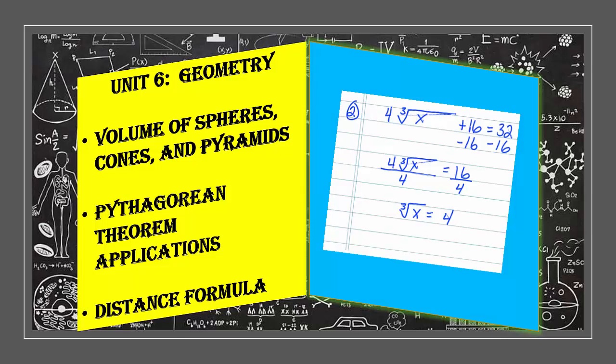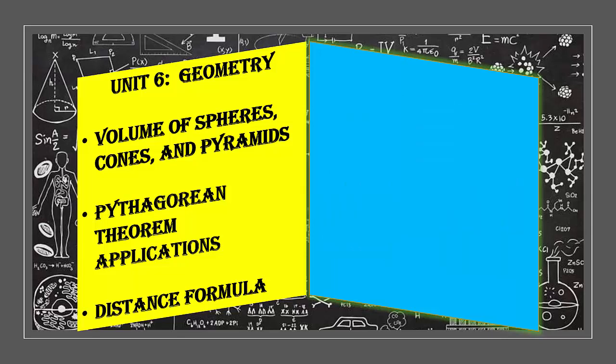In order to get rid of the cube root, I'm going to cube this. What I do to one side, I have to do to the other side. So the cubed root of x raised to the 3rd power leaves me with x. 4 raised to the 3rd power gives me 64. We're done with 2 problems.